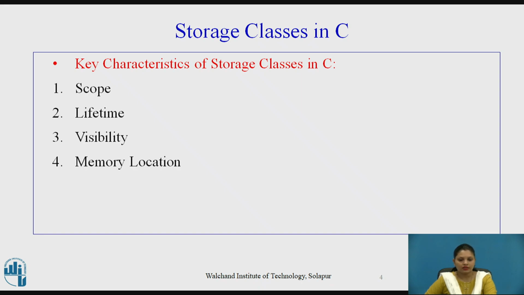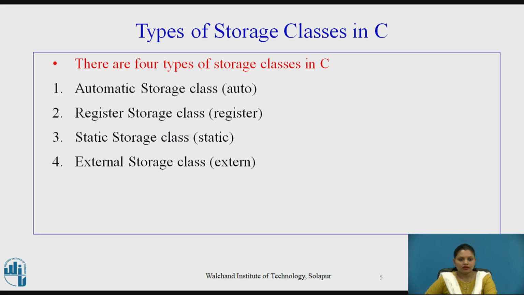Next, we will see types of storage classes in C. There are four types of storage classes in C language. First is the automatic storage class. The auto storage class is used for temporary local variables. The second is the register storage class. The register storage class is used for high speed variables stored in the CPU register.